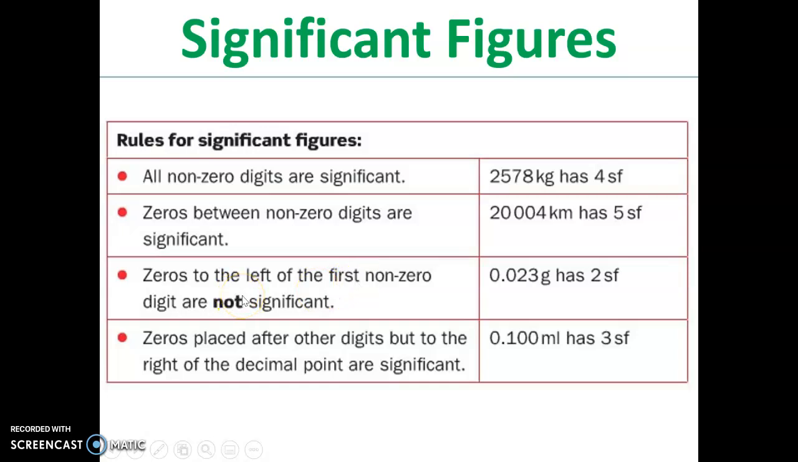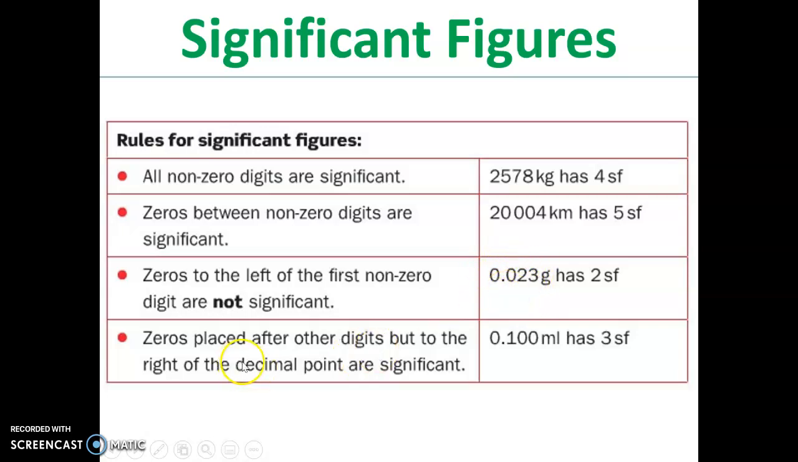Next rule, zeros to the left of the first non-zero digit are not significant. Okay, zeros to the left. So look at this. We have this number here, 0.023. In this case, this is not 4 significant figures because these zeros are to the left and there's no other number here. So we only count when the zeros end and the non-zero numbers begin. 1, 2. So this is 2 significant figures. This is very important to remember for decimals.